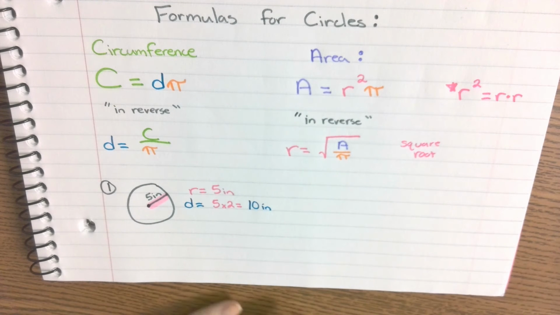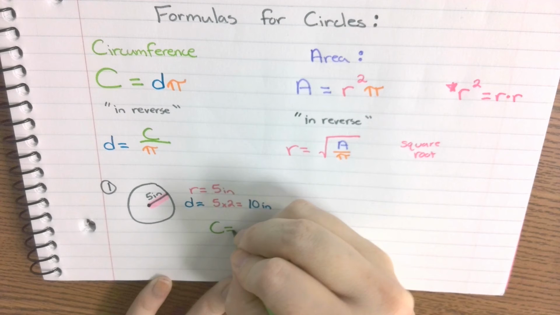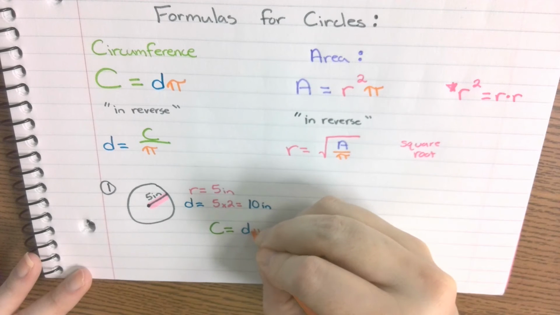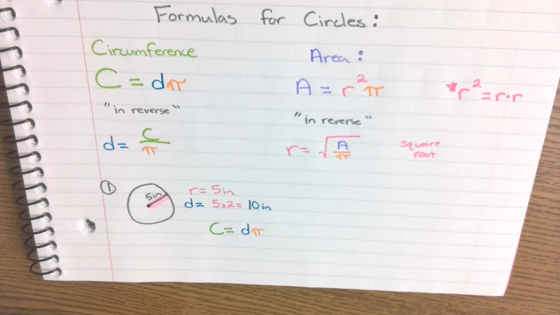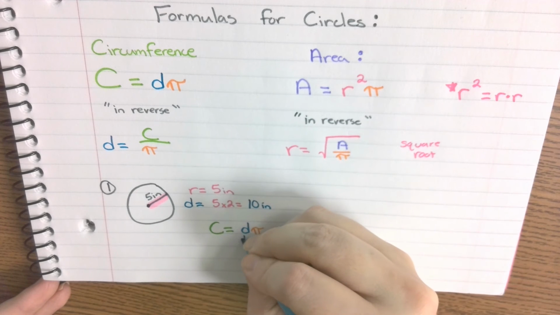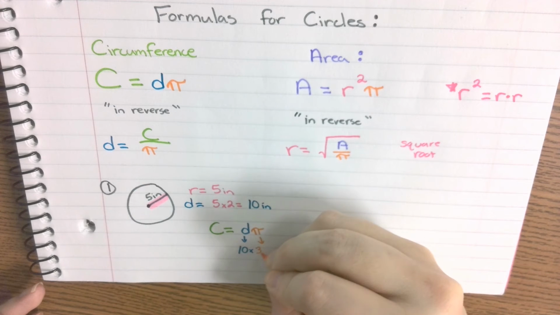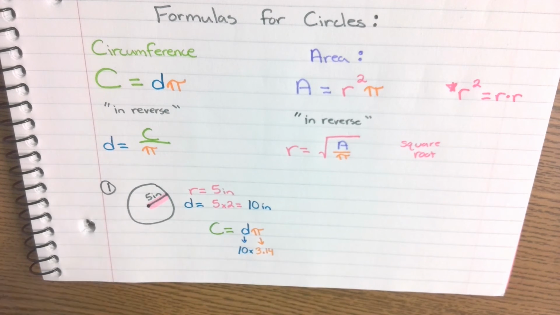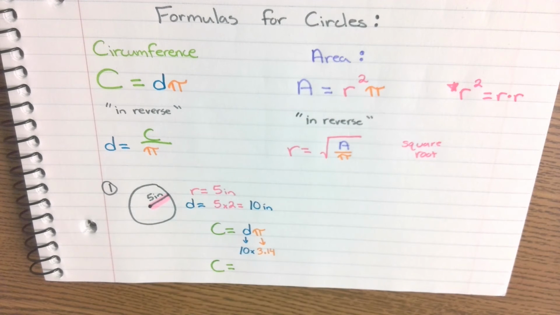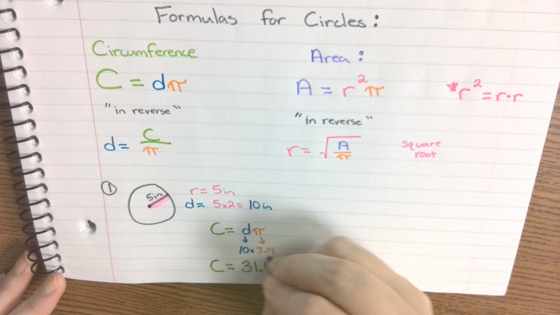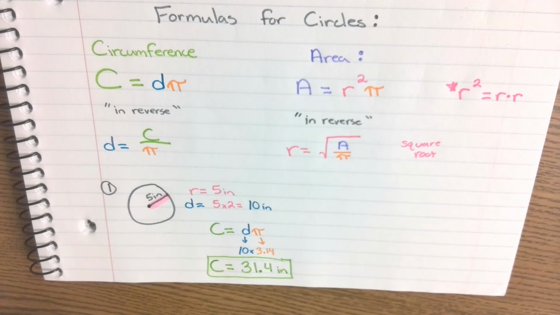So let's start with circumference first. The circumference formula is diameter, D, multiplied by pi, which is 3.14. So we're going to take 10 and multiply it by 3.14. And that's going to give us our circumference. So our circumference is going to come out to 31.4 inches. Please do not forget to put your unit of measure. In geometry, a unit needs to be provided.